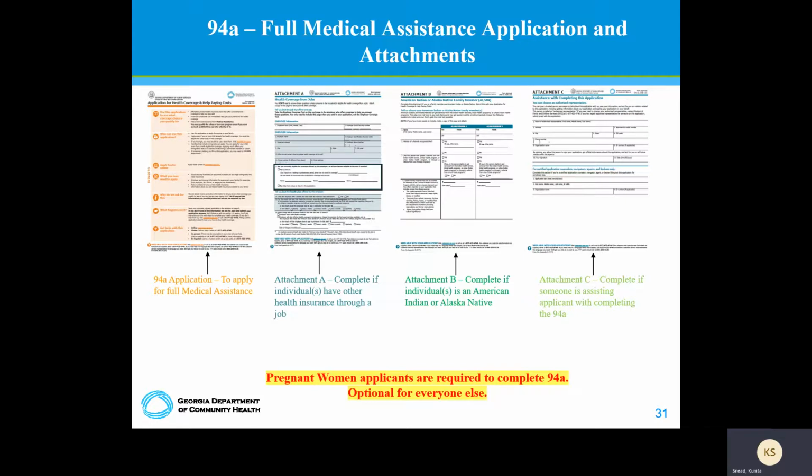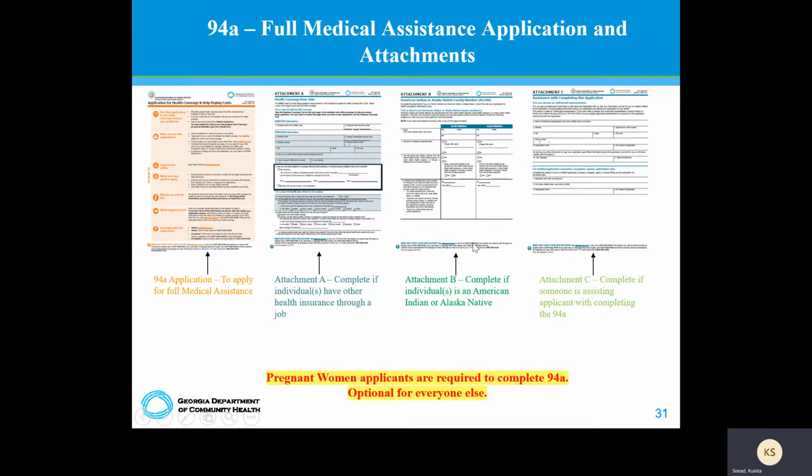But anybody else that was approved for parent, caretaker, children under 19, or former foster care, you're going to give them the option or ask them if they would like to apply. And if they do, you're going to give them this form. The first attachment, if it's applicable to them, is attachment A, and that means if they have other health insurance through a job, meaning you have a job and you're paying for health insurance out of your check, then they would need to fill out attachment A.